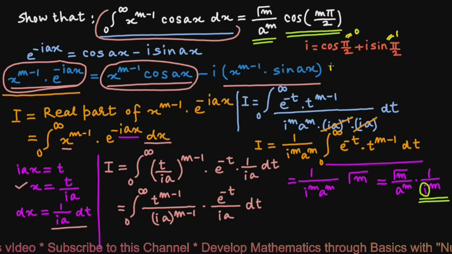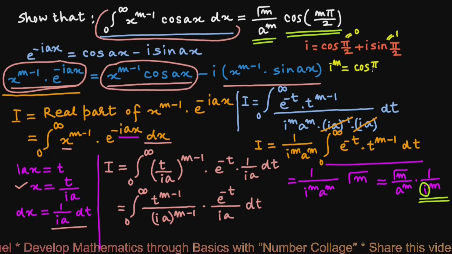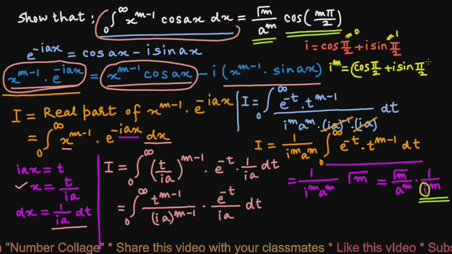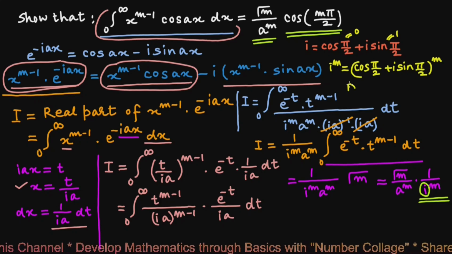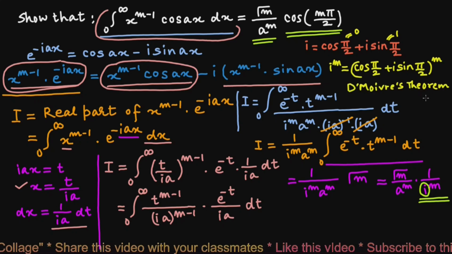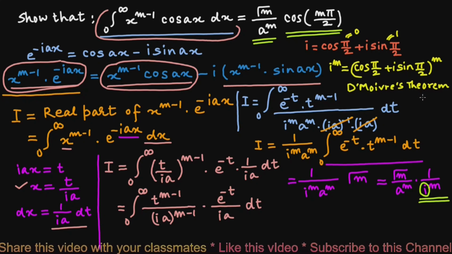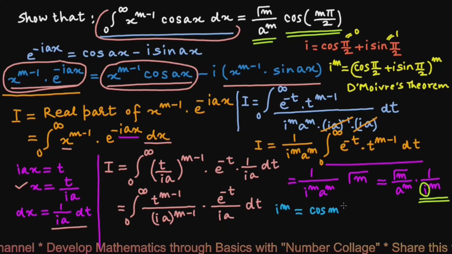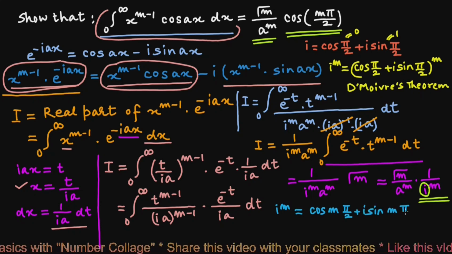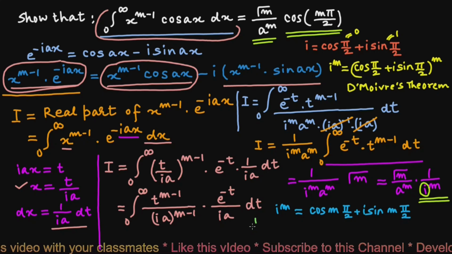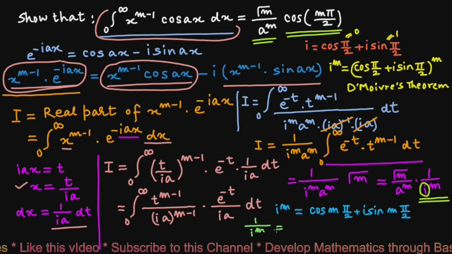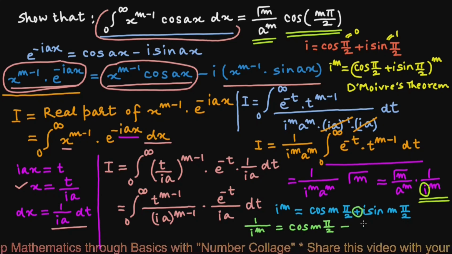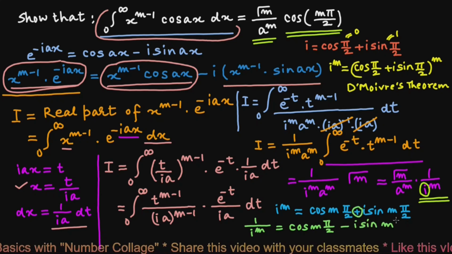That gives us i raised to m equals (cos pi by 2 plus i sin pi by 2) whole raised to m, which again by de Moivre's theorem, which you will find in my videos on complex numbers, is i raised to m equals cos m pi by 2 plus i sin m pi by 2, and for 1 upon i raised to m it will be cos m pi by 2. This plus sign will become minus i sin m pi by 2.